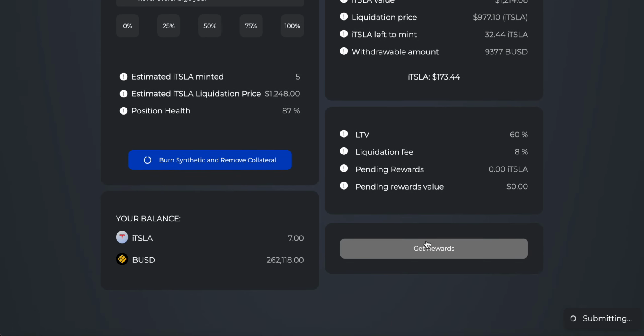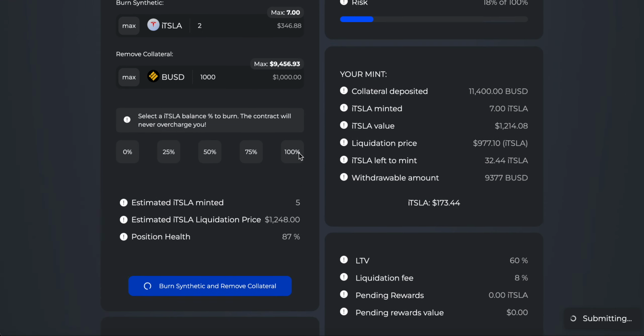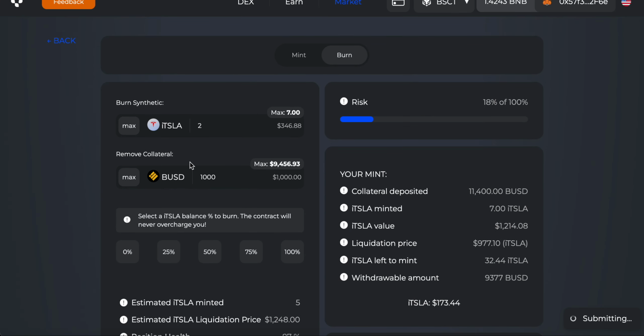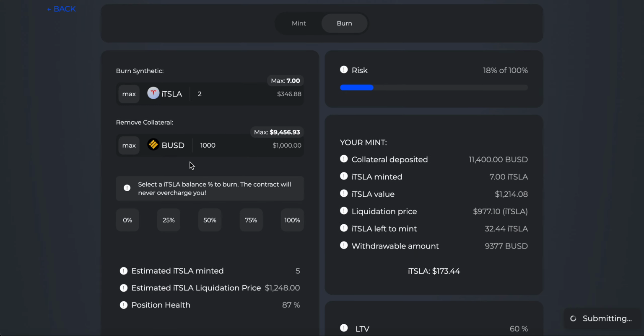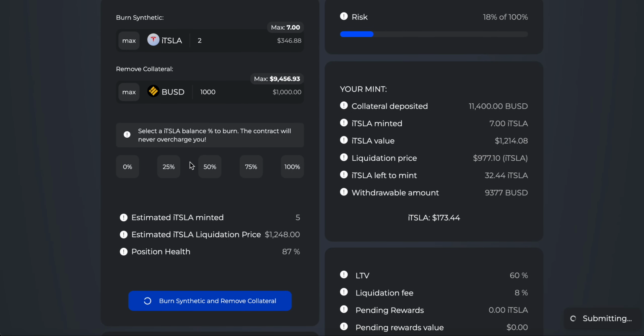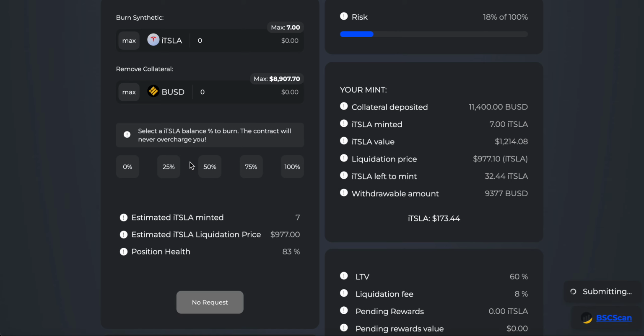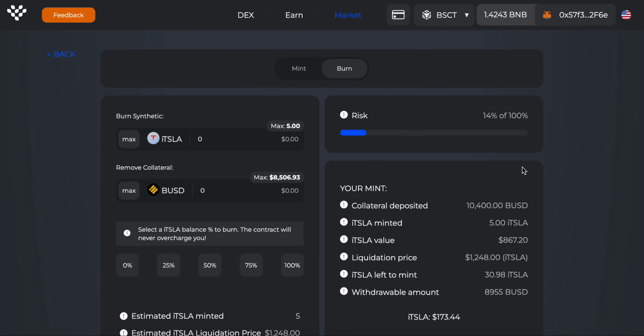The rest of the interface remains the same. What changes is the order here, because now you're burning and then removing. That's about it. There we go. You saw that my risk went down and all that, and it is done.